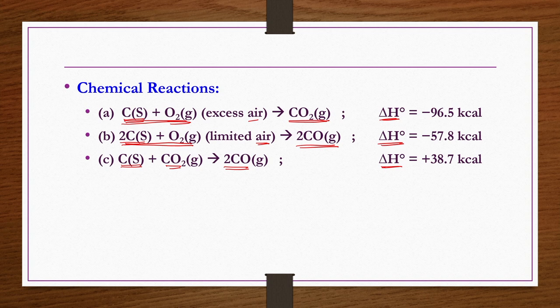Now here the energy delta H naught is positive, right? That means the enthalpy of the reactants is less than that of the product. So that reaction is not going to occur until and unless you supply a sufficient amount of energy to the reactants. So these are the endothermic reactions.